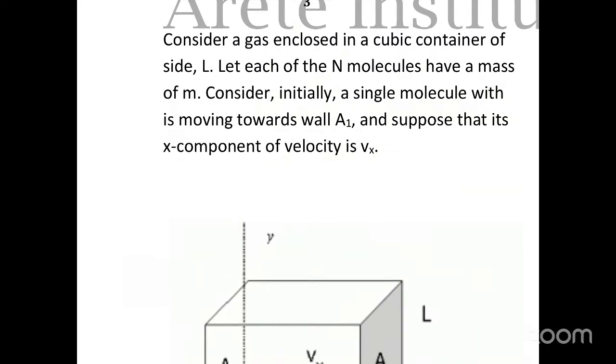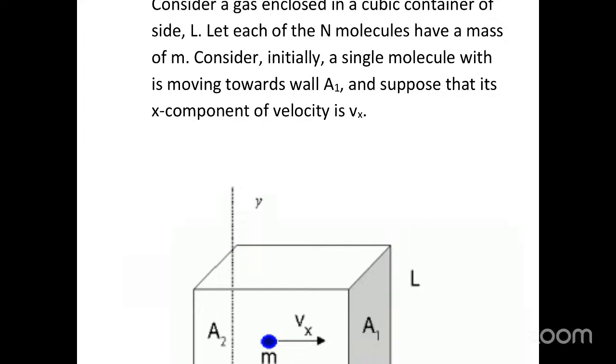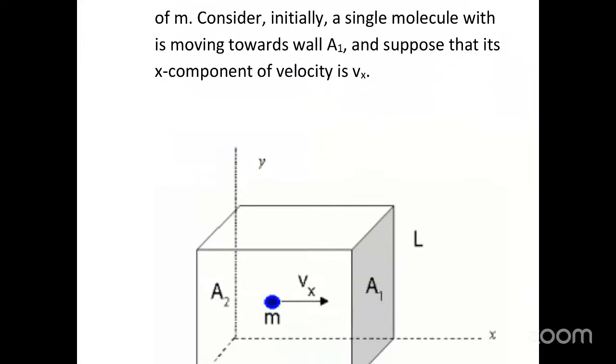Let each of the n particles have a mass m. There are n particles in there, each has a mass m. We are only going to focus on one particle. So initially, a single molecule is moving towards wall A1.